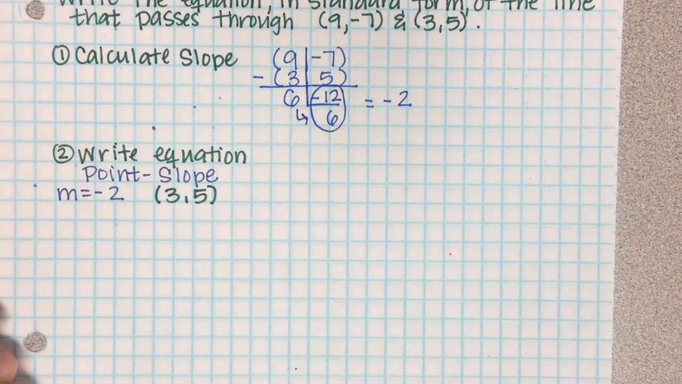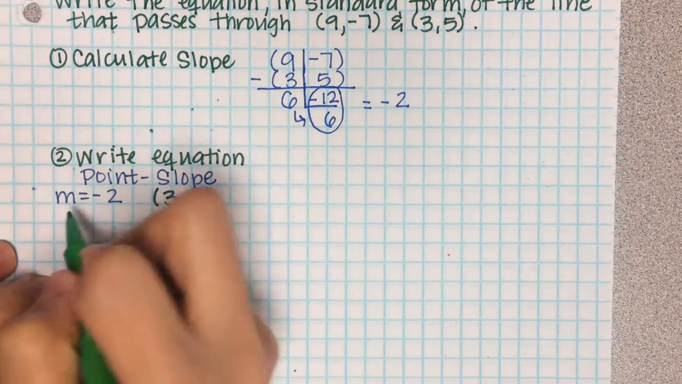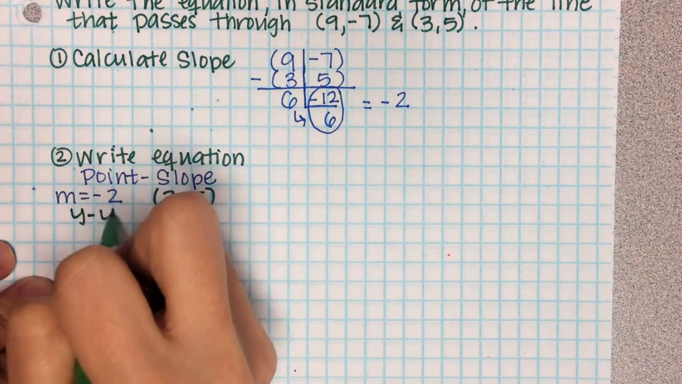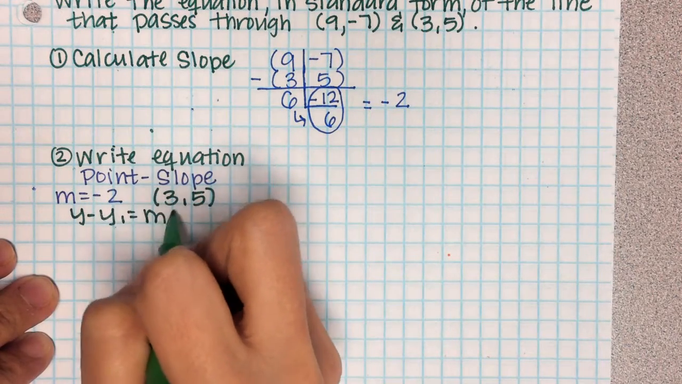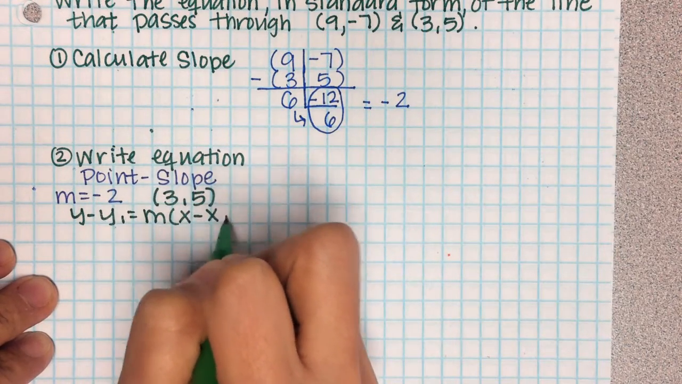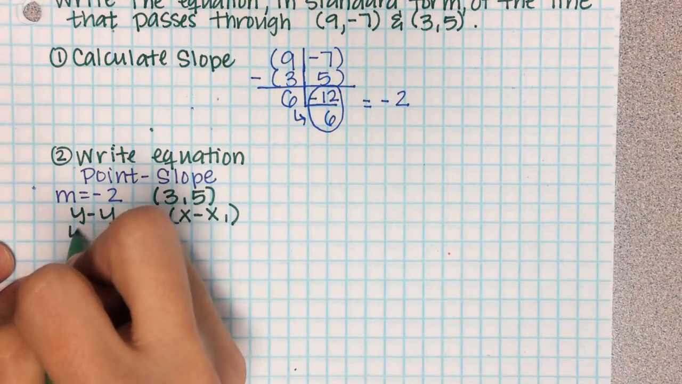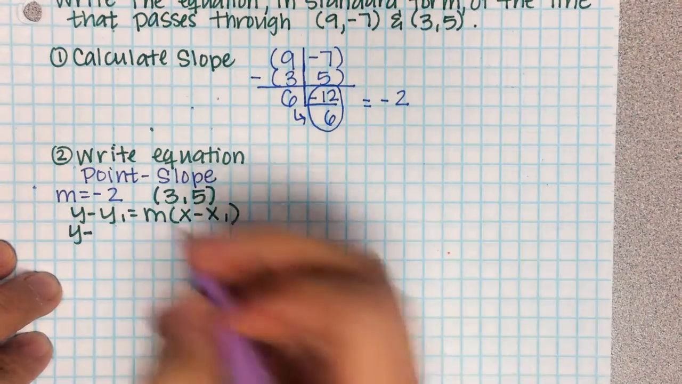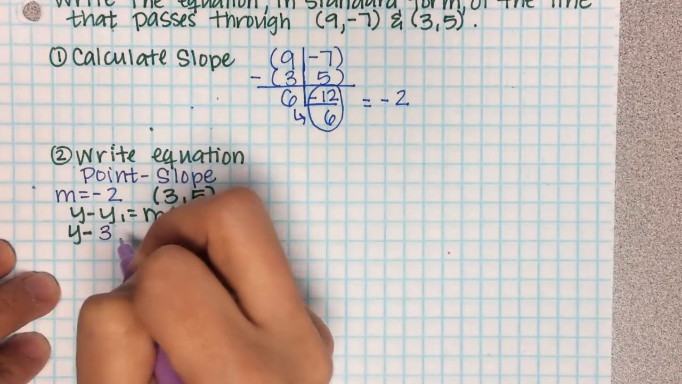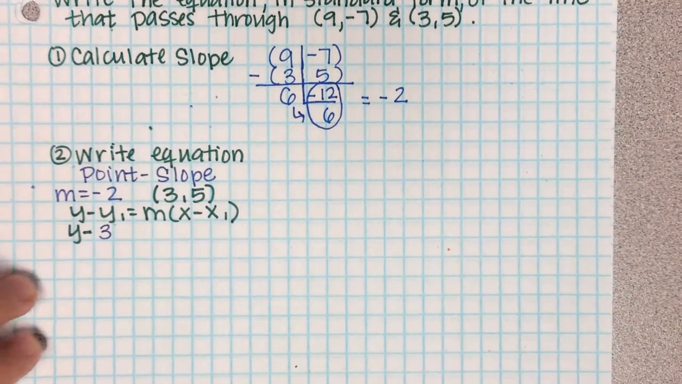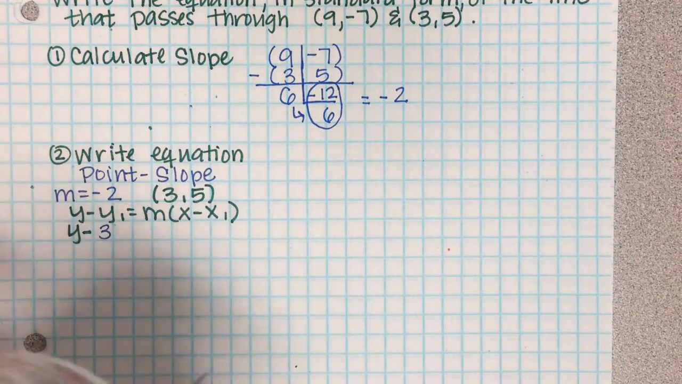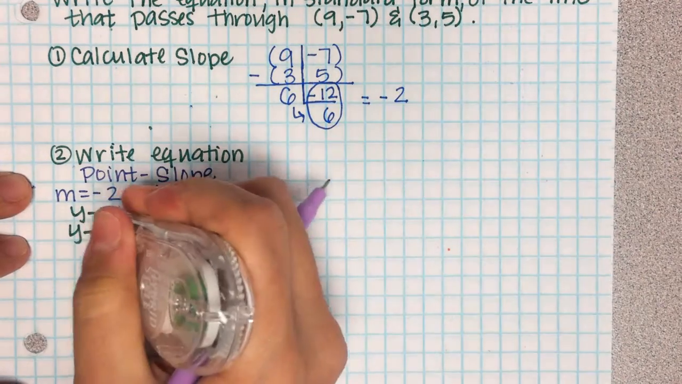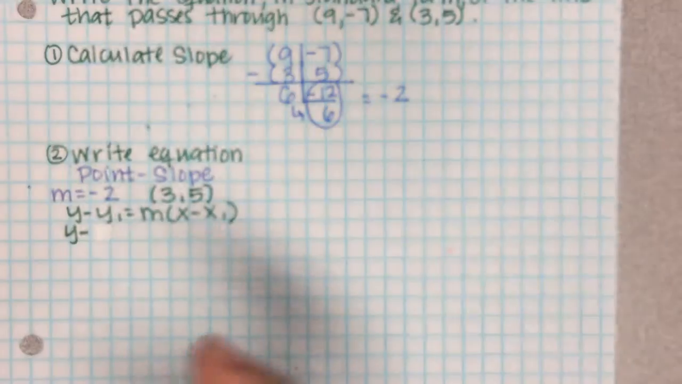Okay. Remember, your point slope equation is y minus y1 equals m parentheses x minus x1. So y minus 3, and I should have done that in purple. Not 3, sorry, y minus 5.